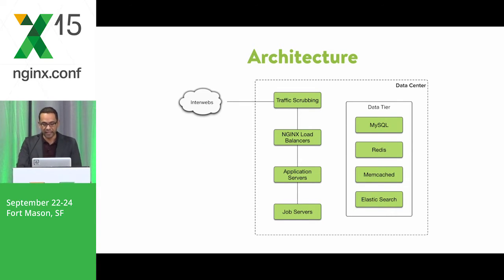So this is a really high-level diagram of Shopify architecture. You can see that you've got the interwebs, and requests come in through our traffic scrubbing layer, then on through our NGINX load balancers to our application servers. And we have some requests that may end up in queuing jobs, and those get processed by a pool of job servers.